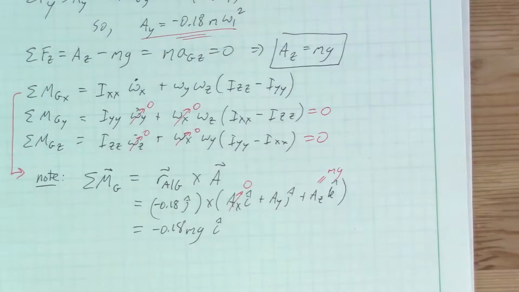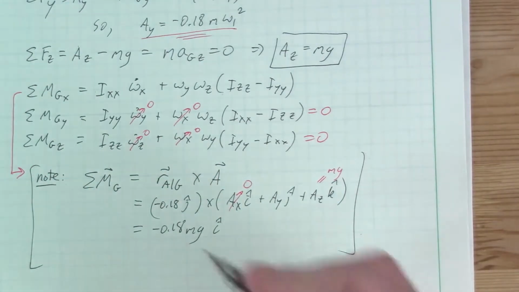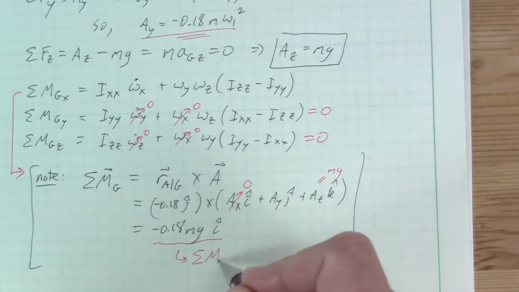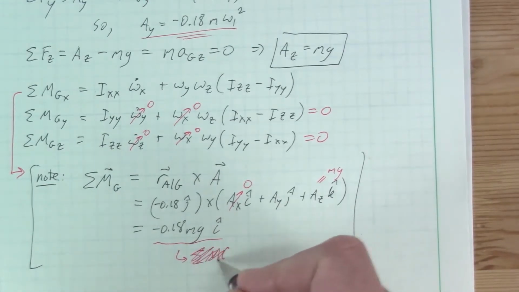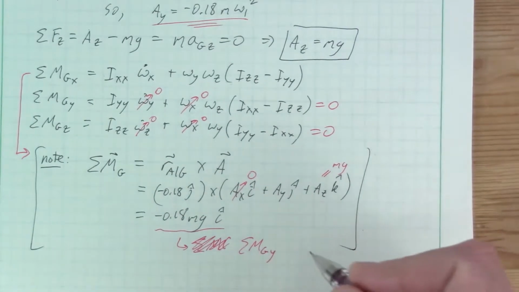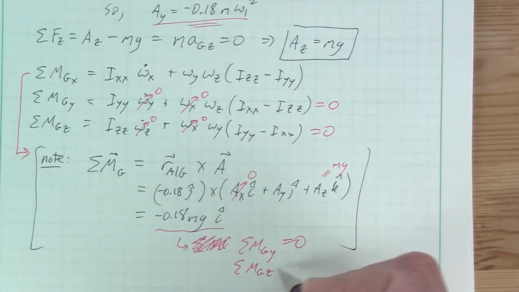That is the sum of the moments, and you see there's only an x component there. Okay? So summing the moments, because there's no j hat or k hat component, that means the sum of the moments about G, y component, should be 0. Sum of the moments about G, z component, should be 0.